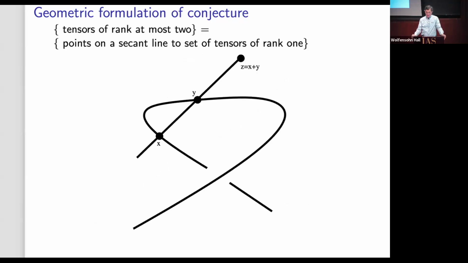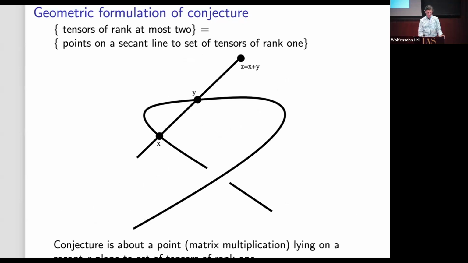And a tensor has rank at most 2 if it's on a secant line to the set of tensors of rank 1. And so this conjecture is about a point, the matrix multiplication tensor, whether or not it lies on a secant R plane to the set of tensors of rank 1. So we have a purely geometric formulation now. We have a stratification of our space, and we want to know which stratum our point of interest lies on.